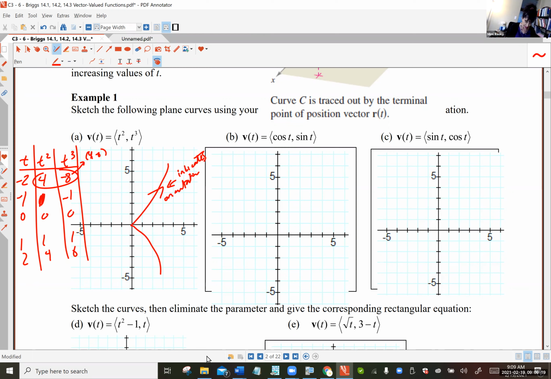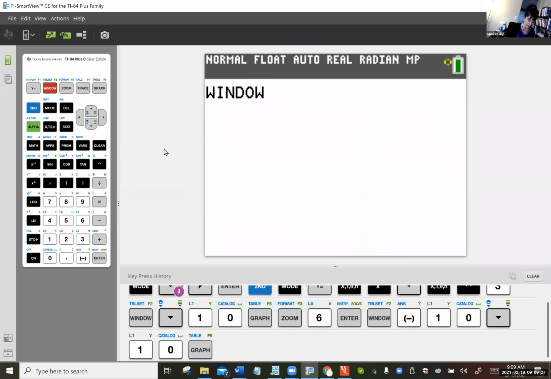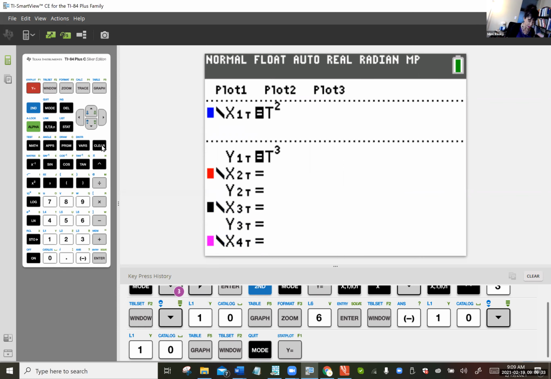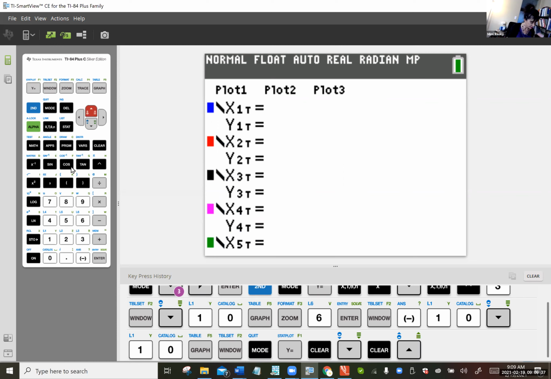Now let's graph letter B using your graphing calculator. So if I go back here, since I'm graphing trig, I better make sure that I'm in radians mode. I am in radians mode. That's good. So I'm going to go here. I'm going to clear out these guys, and let's see what happens when my x equation is cos t and my y equation is sine t.